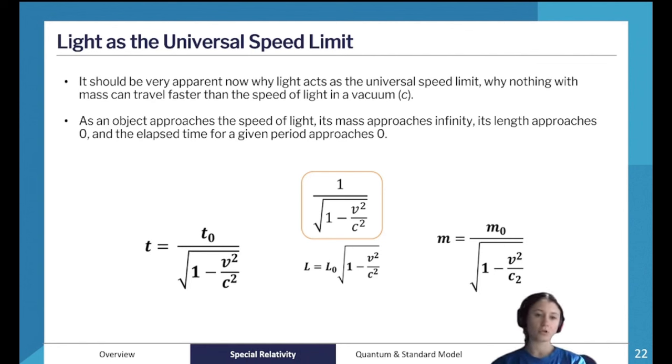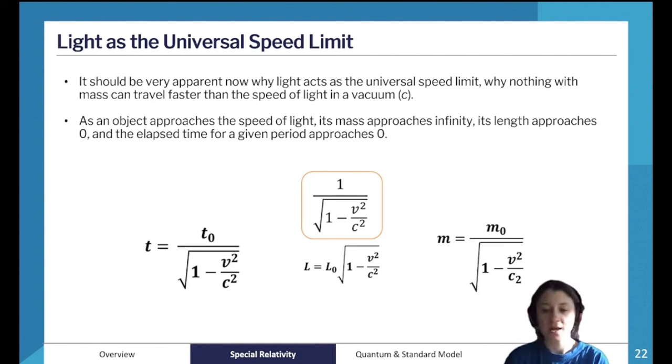Now getting on to light as the universal speed limit. So, it should now be pretty clear why nothing in the universe with mass can travel at or faster than the speed of light. So, as we know, as an object approaches the speed of light, its mass approaches infinity, its length approaches zero, and the elapsed time for a given period approaches zero.